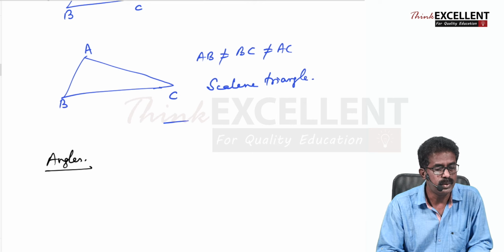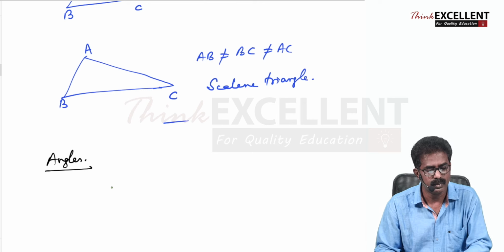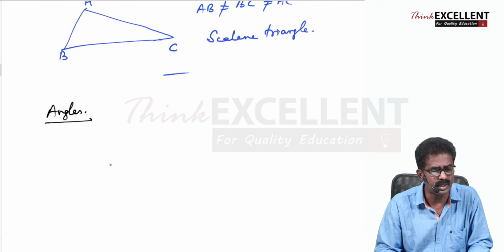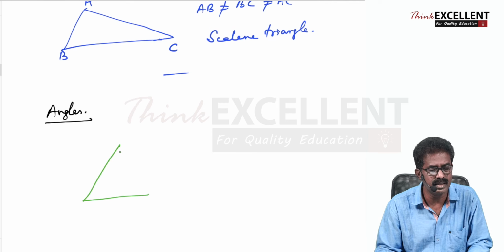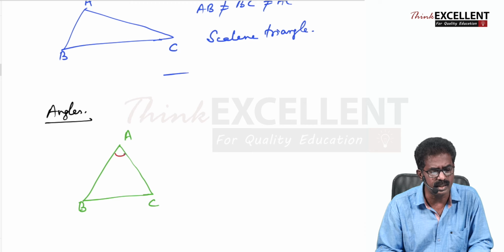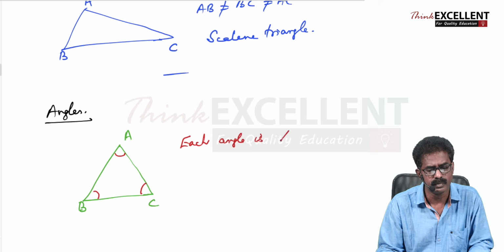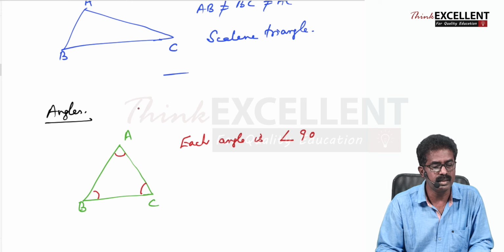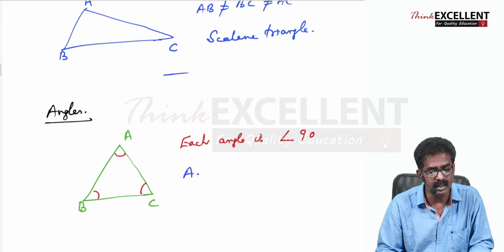one is acute angle triangle. What is acute angle? Acute angle means it is what? Less than 90, right? Less than 90 is called acute angle. See, I am taking a triangle here, ABC. Every angle, if you see, it is less than 90, right? So each angle is less than 90. Then that triangle has a special name, acute angled triangle.